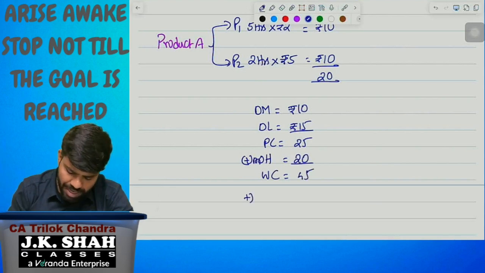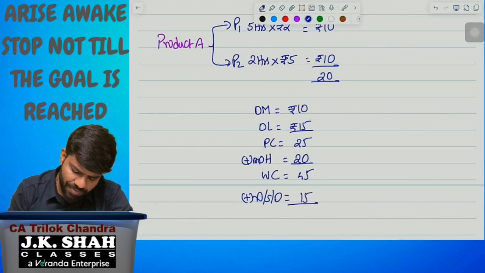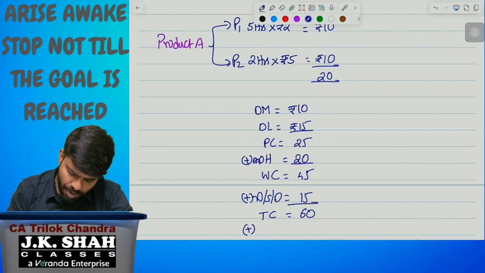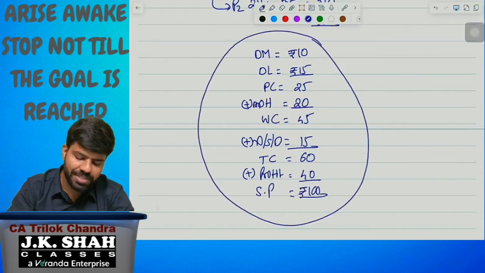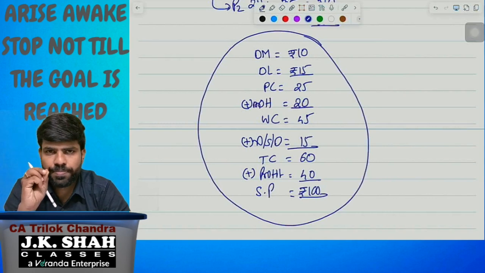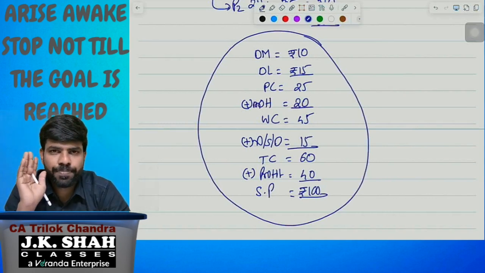To the works cost, add admin, selling and distribution, let me take 15 rupees. We get a total cost of 60 rupees. Add a profit of 40 rupees. So the selling price of the remote is 100 rupees. This is how they fix the price by loading the overheads. I hope you understand what I'm trying to explain.